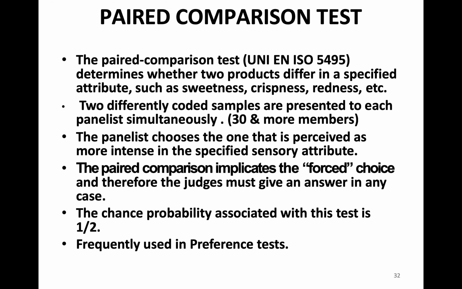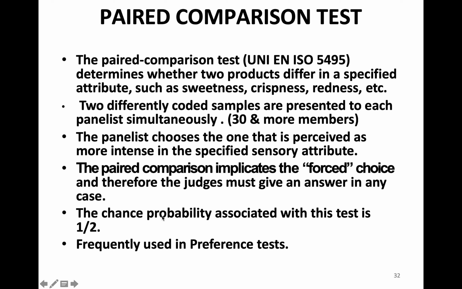Paired comparison test. The paired comparison test determines whether two products differ in a specified attribute such as sweetness, crispness, redness, etc. Two differently coded samples are presented to each panelist simultaneously. The panelists choose the one that is perceived as more intense in the specified sensory attribute. The paired comparison implicates the forced choice, and therefore the judge must give an answer in any case.